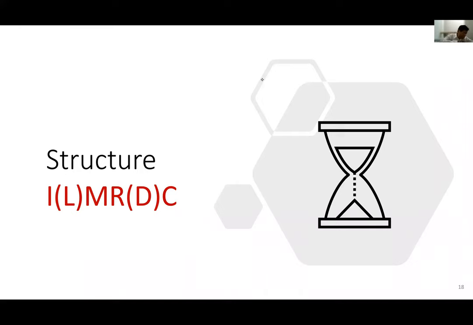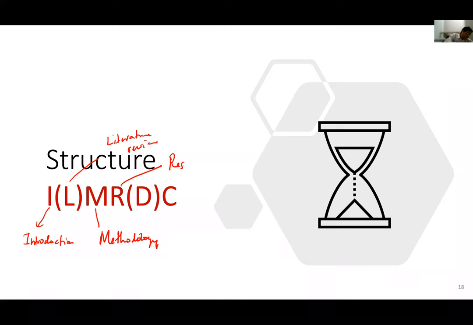Now you can think about what these letters mean. I have not put one letter here: I is introduction. Most of you can tell me what these letters mean, right? L means literature review. M means methodology. R means results. D means discussion. C means conclusion. Of course you must have the abstract, right? This is the structure.